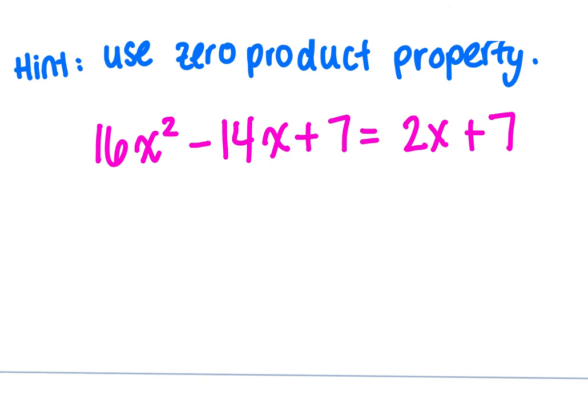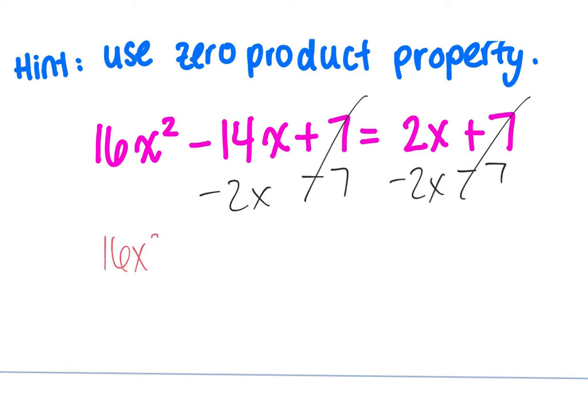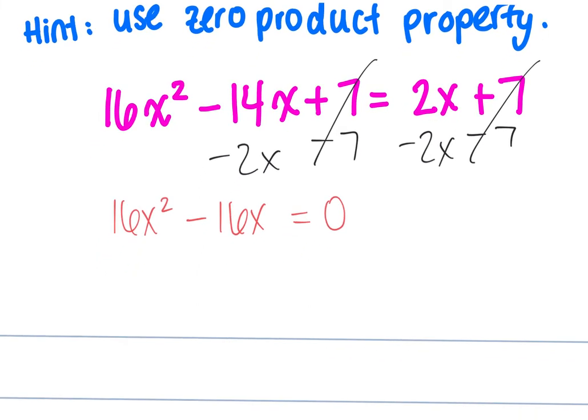You subtract 7 from both sides. And that equals 0. And you subtract the 2x, which is gonna go to the other side, so it's gonna equal 16x squared minus 16x. And then you put it equals 0. Good.